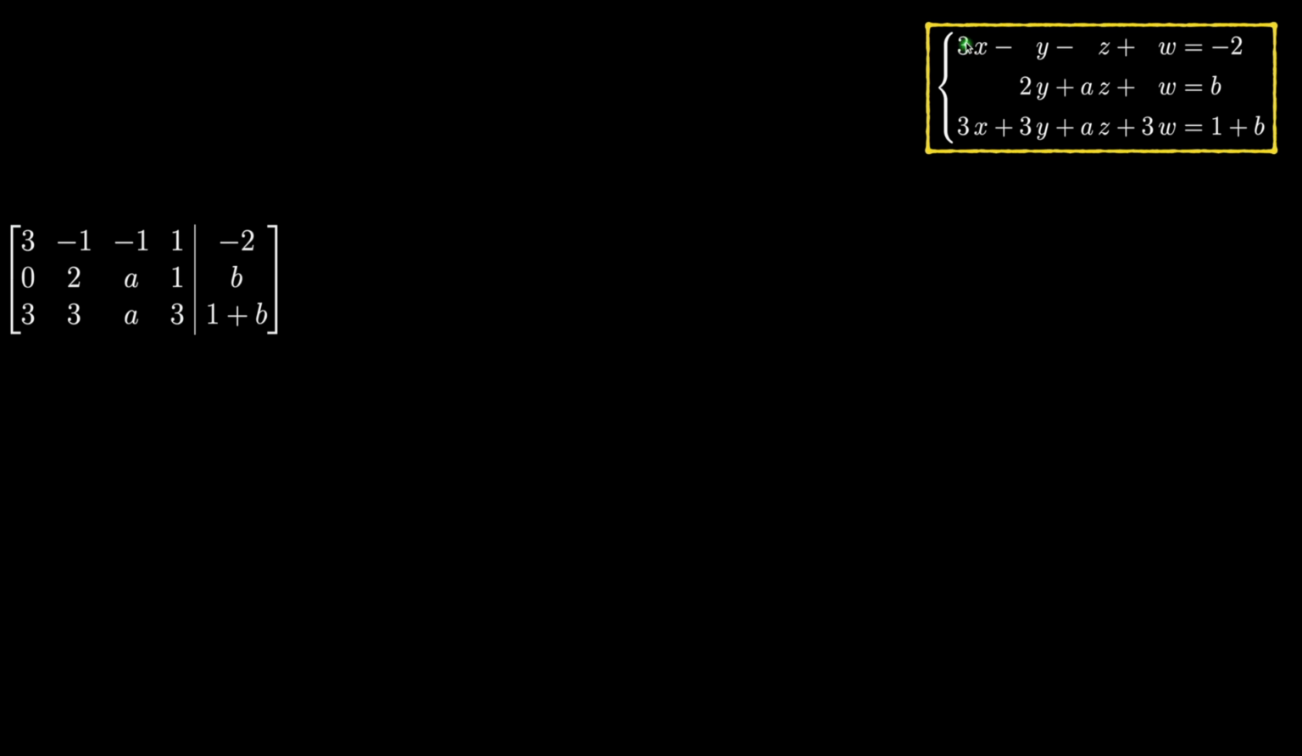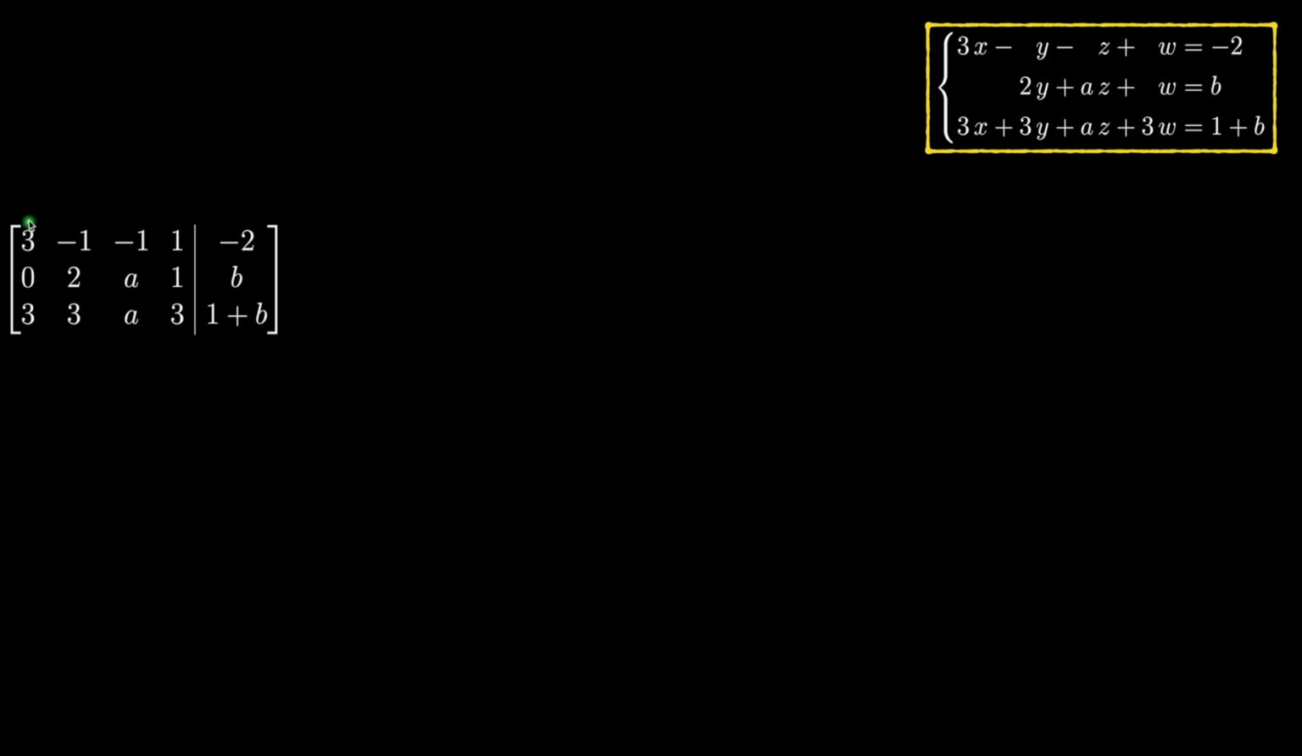You see that these numbers 3, -1, -1, and 1 are forming the first row, and this -2 that you see here is written here. The same thing for the other rows. For example, here there is no x, so the x coefficient is 0, and then I have 2a and 1 and b as you see, and the same thing for the last one. So I need to change this augmented matrix to a row echelon form.